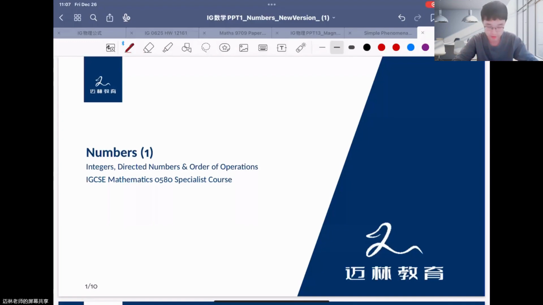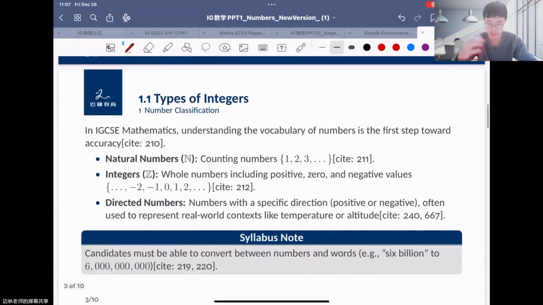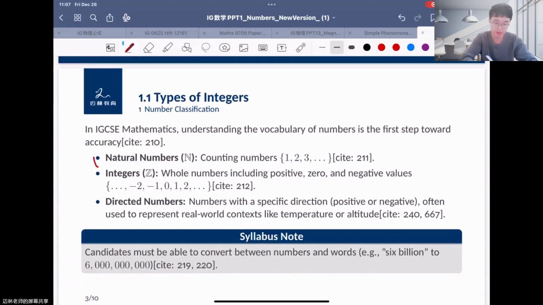So let's move to the first part about numbers, which is number classification. For numbers we can make different types of them. The first type is natural numbers. For natural numbers we can use a capital letter N to represent them. We can count the numbers like 1, 2, 3, 4, 5, 6. They are all called natural numbers, okay?